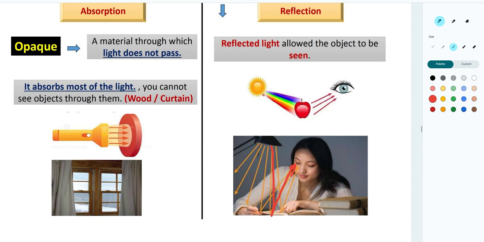Same thing here. Light is coming from the light source to the apple, and then in this case, red light waves are being reflected into the eye. Okay?